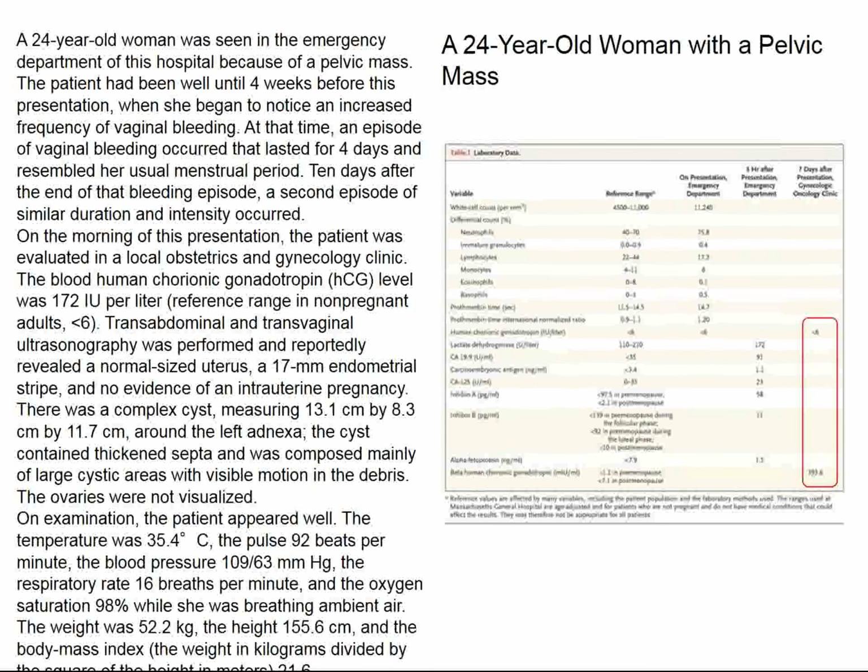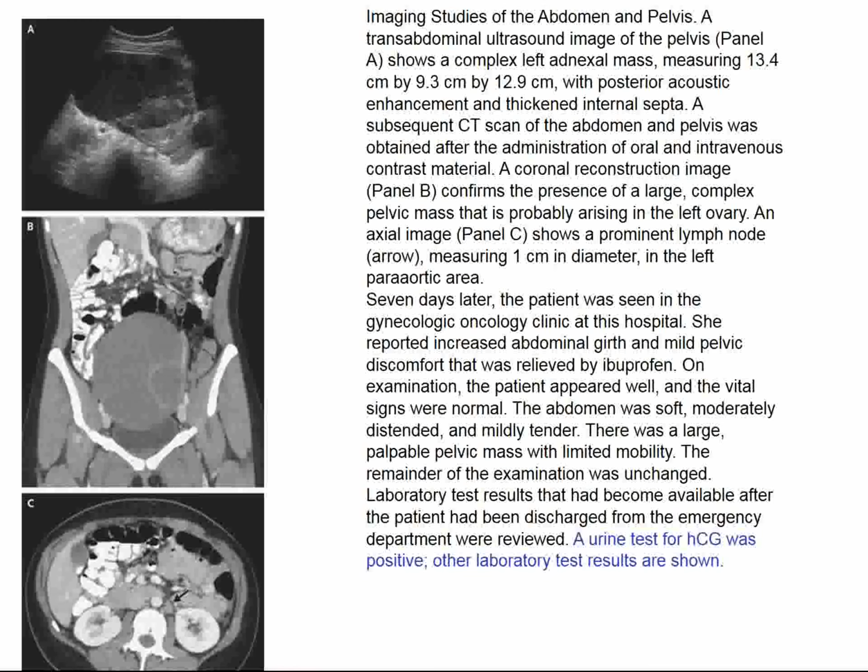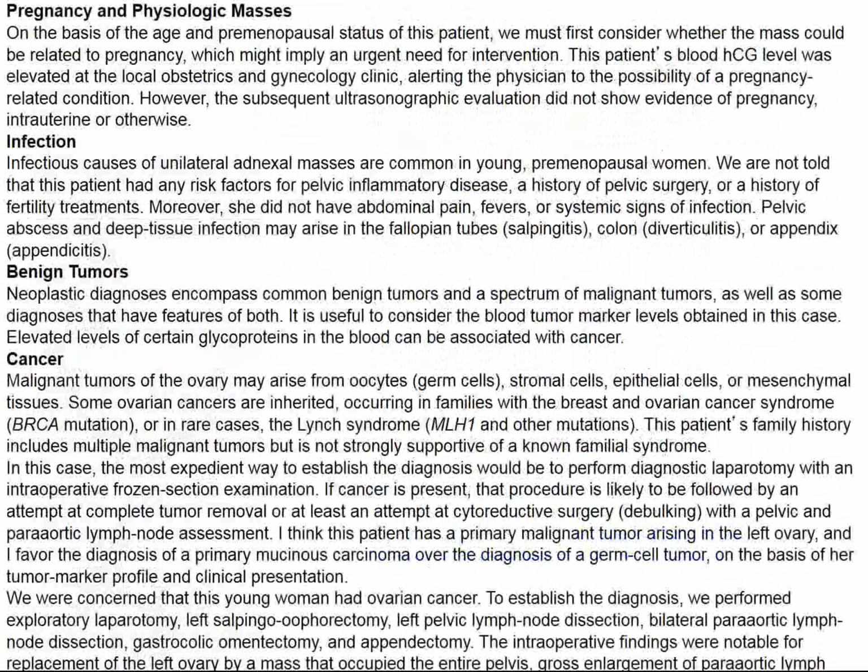Then the case in the New England Journal concerns this poor 24-year-old woman that shows up with a pelvic mass and a positive pregnancy test. But what we see here with this imaging, this is a CT, is a large pelvic mass, but it doesn't look like a fetus, and ultrasound also indicated that this is not a pregnancy, although the pregnancy test is positive. This immediately leads us in a direction of ovarian cancer, and that's the discussion here.